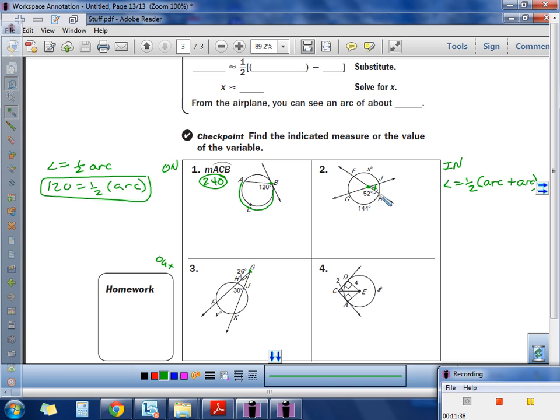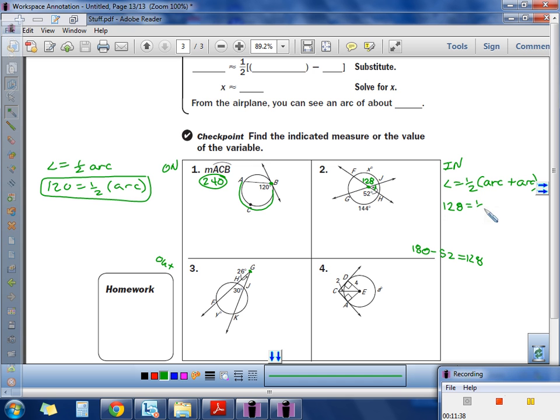But does the 52 line up with this arc and that arc? No, they don't line up. The 52 is over here. I want the angle that's right beside it. How do I find the angle that's right beside it? Okay, so if I go out to the side, 180 minus 52, what do I get? 128. So this angle right here is 128. That's the angle that I need for my problem. The angle that lines up with these arcs is 128.